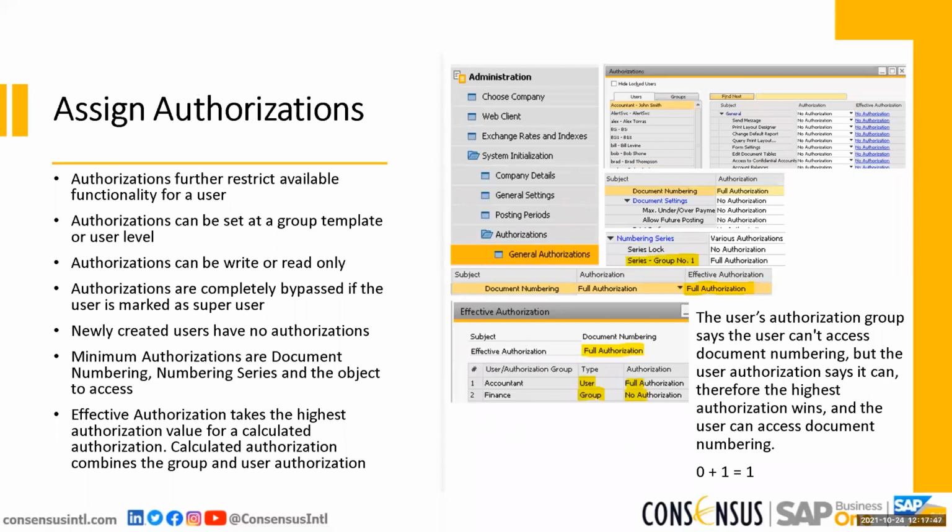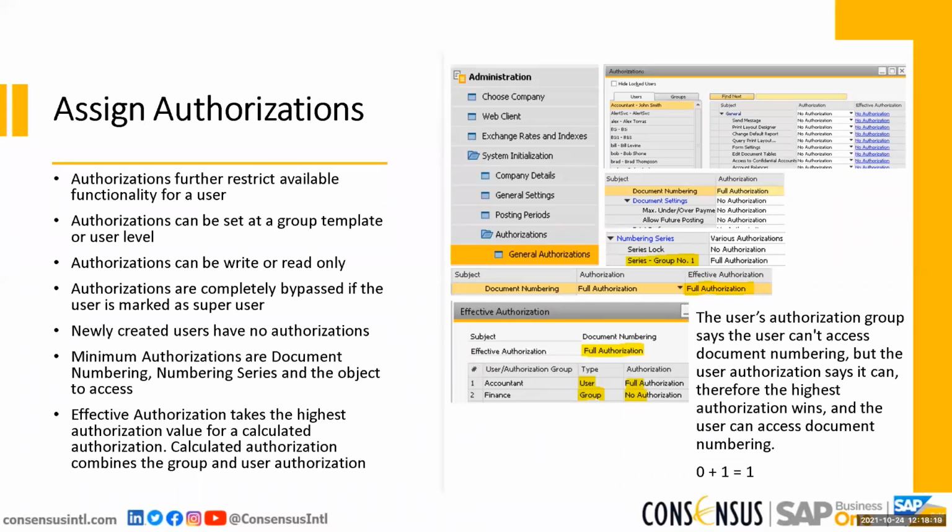Authorizations can be set at a group template level or on the individual users. The authorizations can be read or write. This means that you can restrict the user in opening a screen, but not editing any of its contents. Authorizations are completely bypassed if the user is marked as a super user. And as we said before, any newly created users that are not super users will have no authorizations by default.